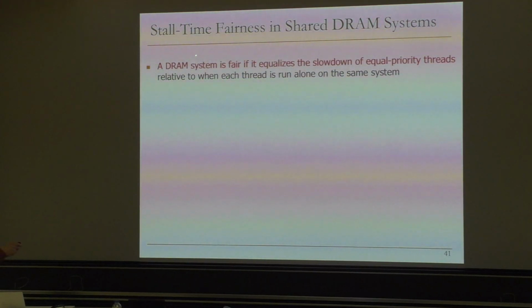We call this stall time fairness, and we define the DRAM system to be fair if it equalizes the slowdown of equal priority threads. That's very important, of course. Threads need to be equal priority. Once you introduce high priority threads, that's a very different situation. You don't want to balance the slowdown of a high priority thread with a low priority thread. And the paper discusses how to handle different priority threads.